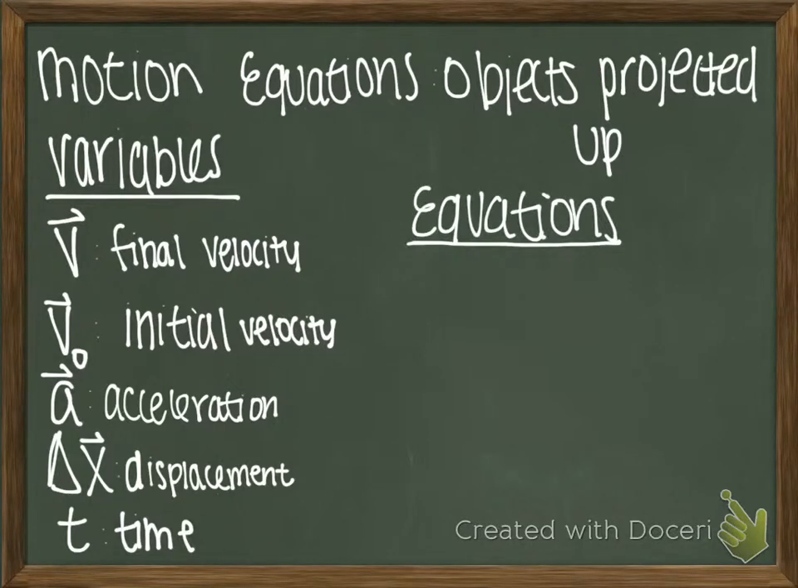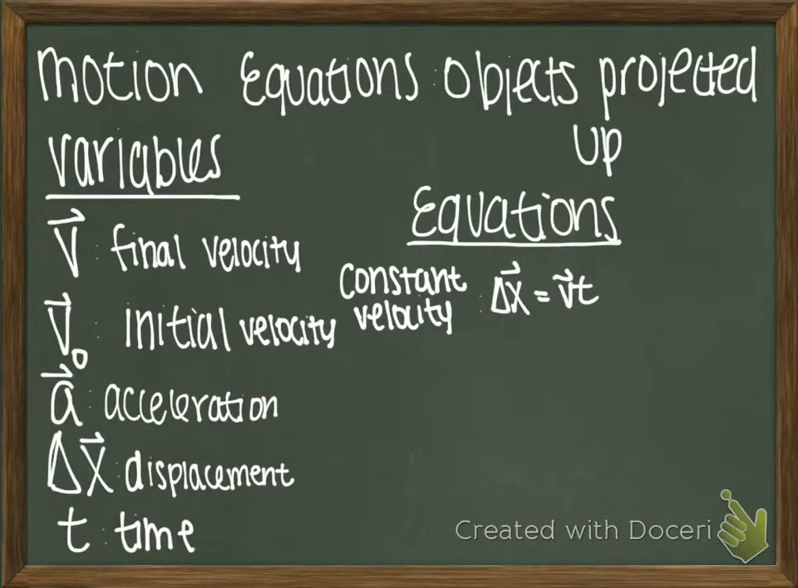The equations for motion equations consist of constant velocity, which says that the displacement, or change in x, is equal to the final velocity multiplied by time. This equation doesn't come up when objects are projected upwards, but it is good to know.